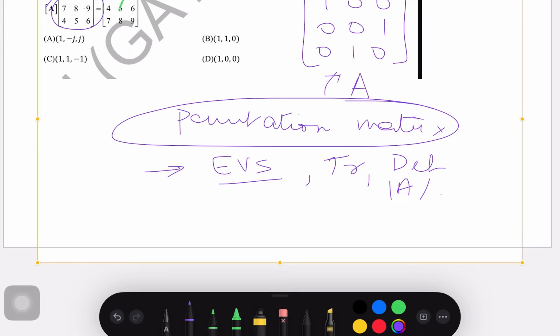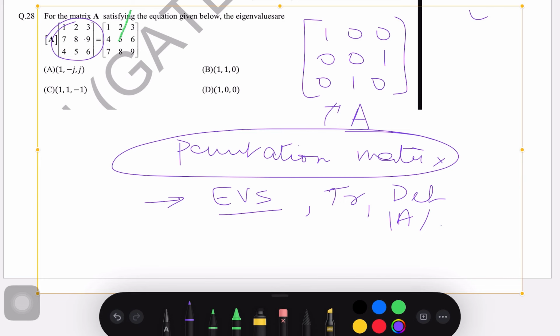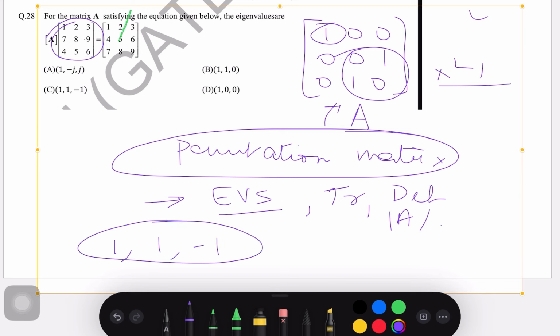So we have this. Now you just find out the eigenvalues of this. When we find out eigenvalues, so this is 1 and this will give me, it's kind of a block diagonal matrix. Otherwise you can find it straight away only. You will get x square minus 1 from here, right? So you will get 1 and minus 1. So these are the 3 eigenvalues which we are getting. That is, my answer is C.